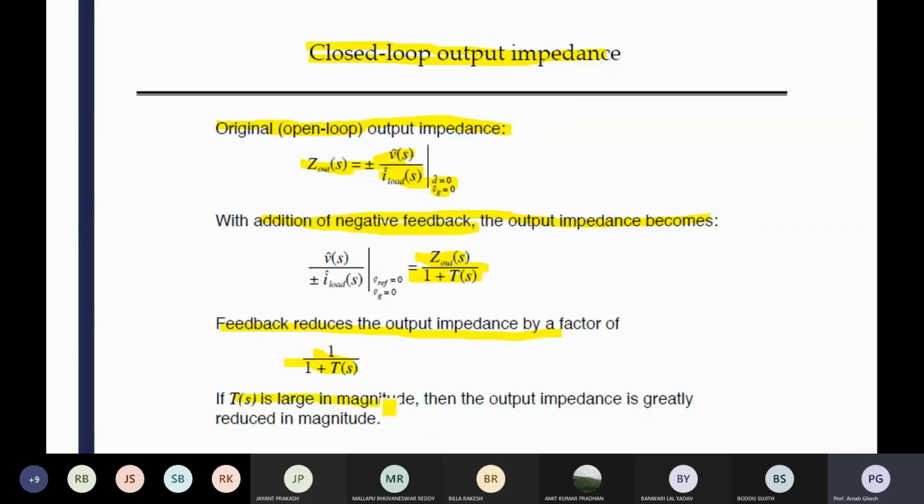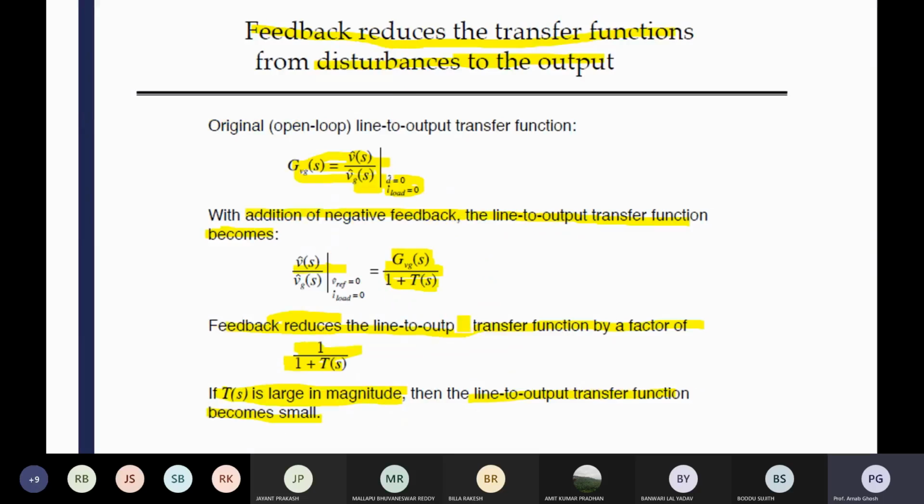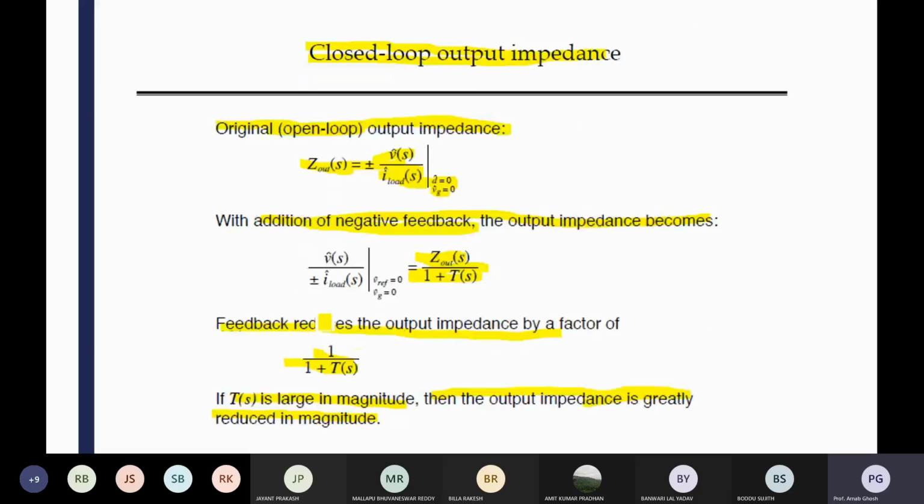Again, T(s) is of large magnitude, that's why it is less. Your output impedance generally reduces in magnitude. So the line-to-output value is less, then your output impedance factor is also less, that value is also less.